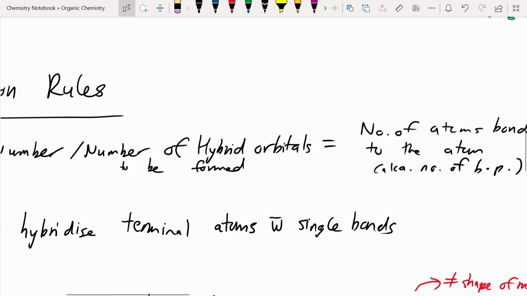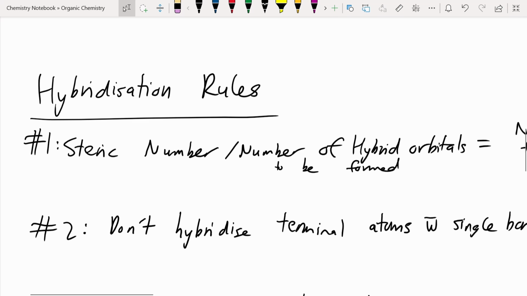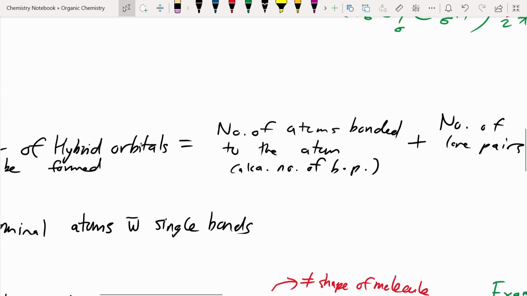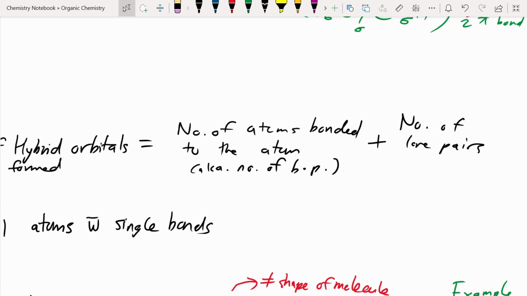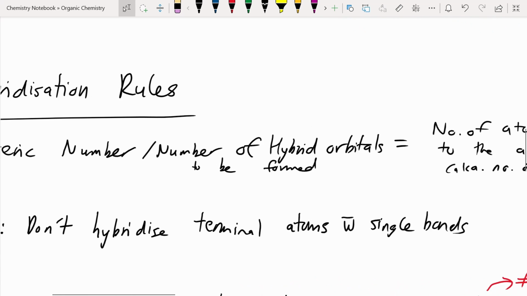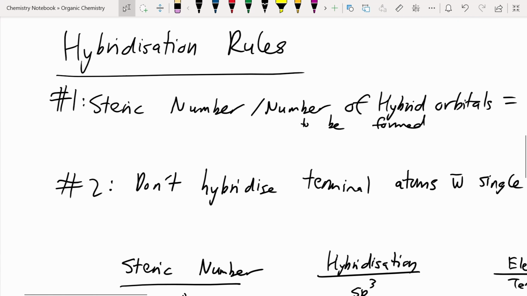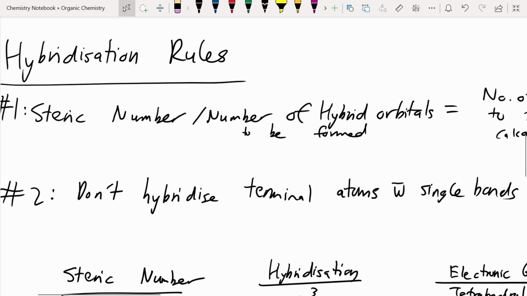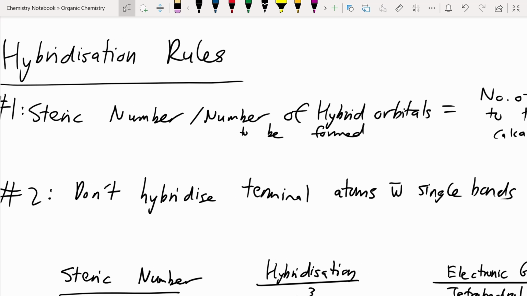What I would think about is how many hybrid orbitals you need to form for the atom that you are looking at, and then you take note of how many bond pairs and lone pairs there are. I will demonstrate an example later to help illustrate. Then the second rule is that if the atom is a terminal atom, you do not hybridize.